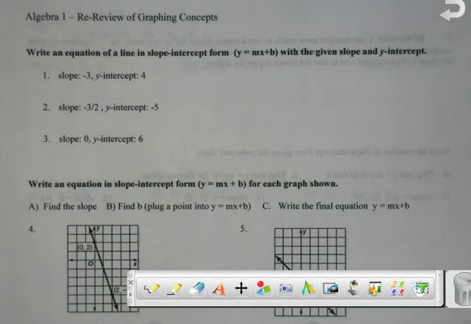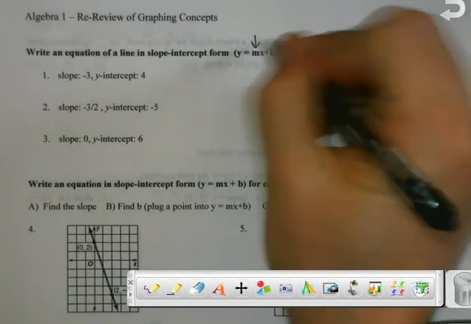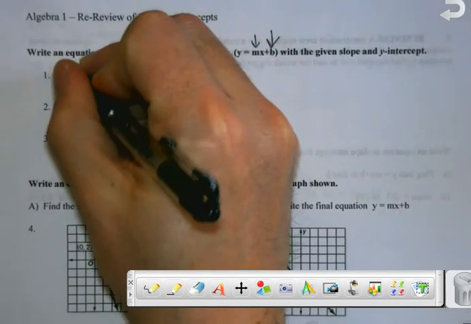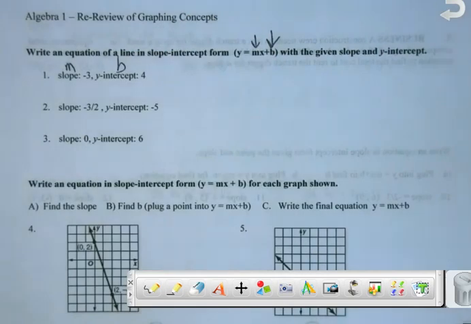All right. Write an equation of the line in slope-intercept form with the given slope and y-intercept. Don't make this harder than it has to be. For this section, we're just plugging in the slope and the y-intercept. Don't make it any worse.